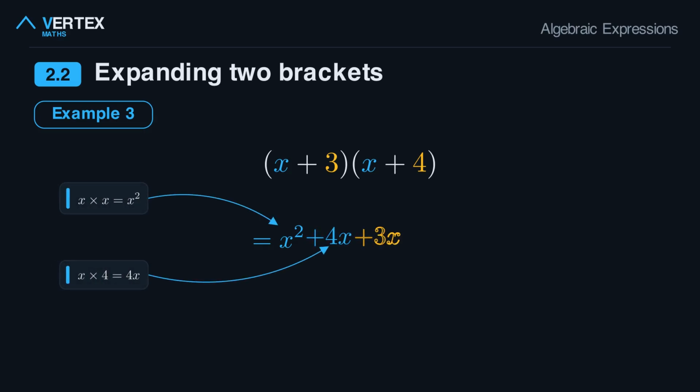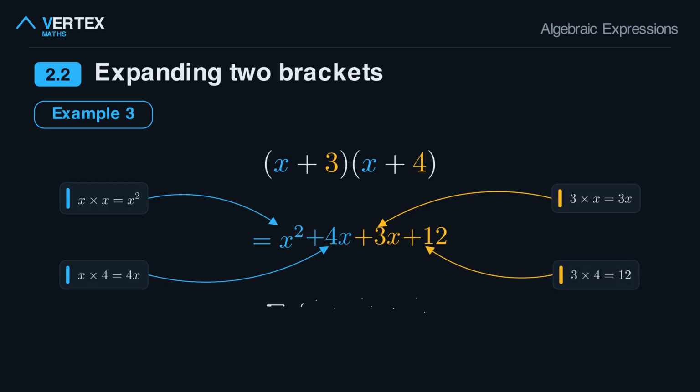3 times x gives 3x. 3 times 4 gives 12. We now have 4 terms before collecting like terms. So now collecting the like terms, 4x plus 3x equals 7x. The x squared and the 12 have nothing to combine with, so our final answer is x squared plus 7x plus 12.